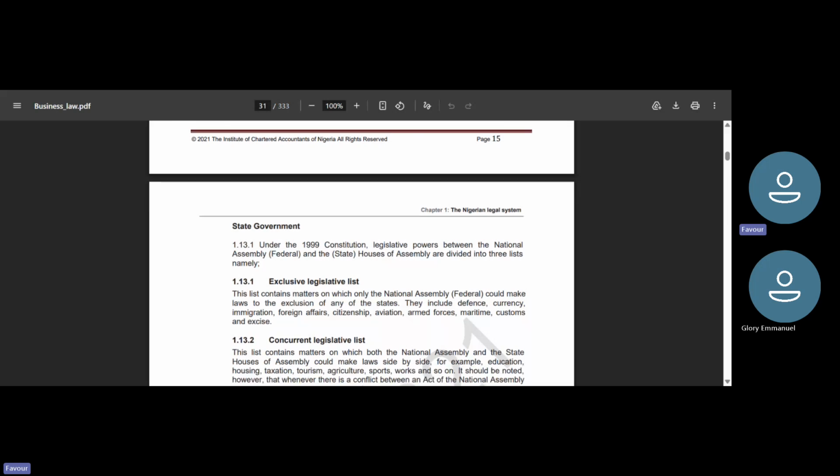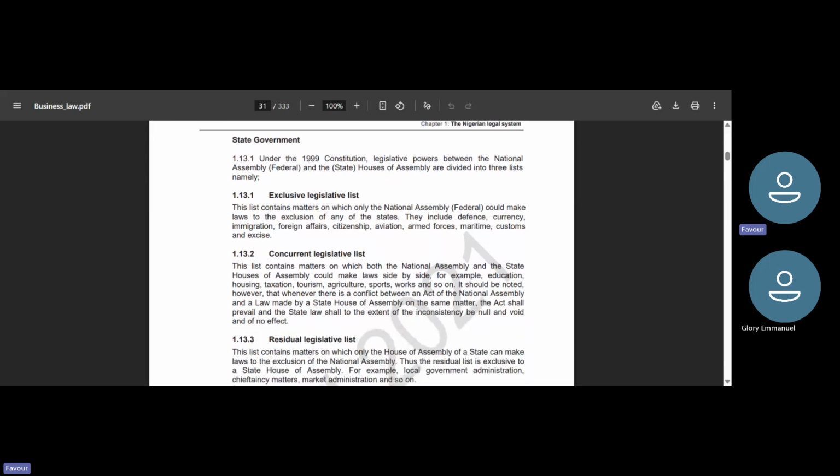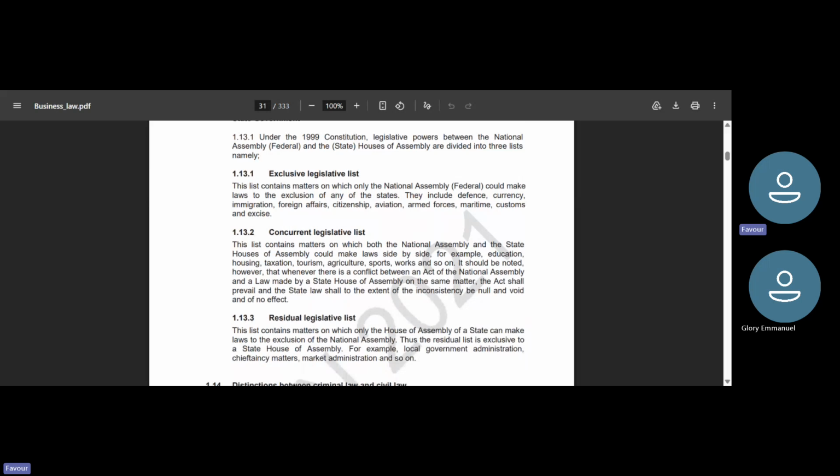You have the exclusive legislative list, the concurrent legislative list, and the residual legislative list. The exclusive legislative list contains matters on which only the federal has jurisdiction. Only the National Assembly can make laws to the exclusion of any of the states. This includes defense, currency, immigration, citizenship, aviation, customs, and excise, right?